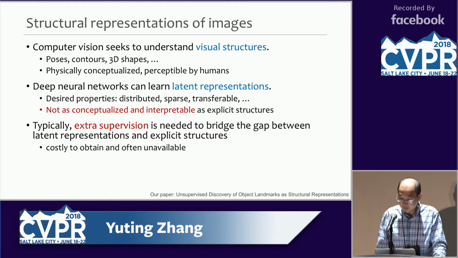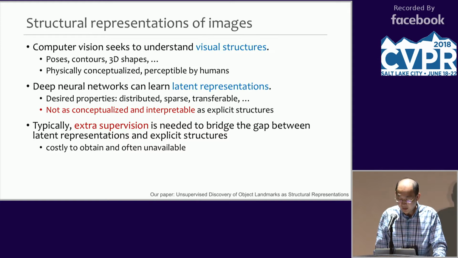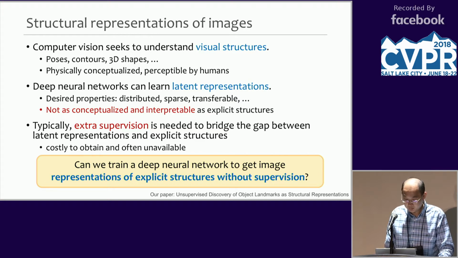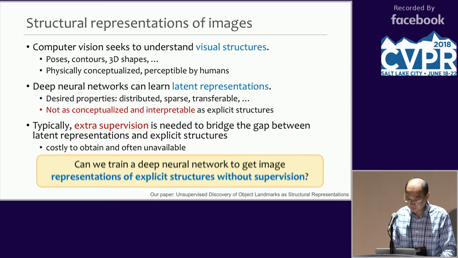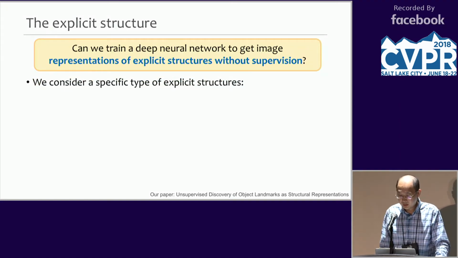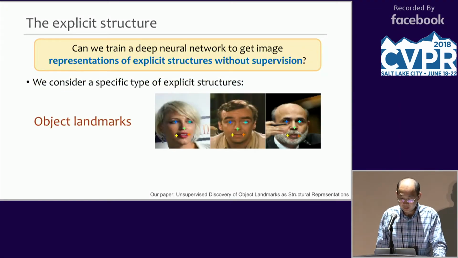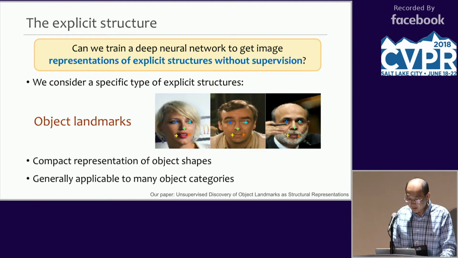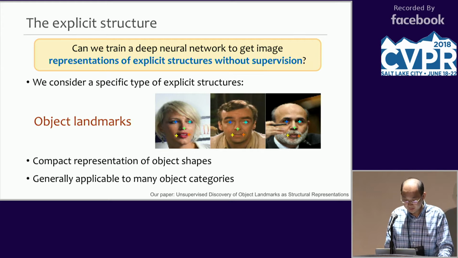To bridge the gap between the latent representation and the explicit structure, supervised learning methods require extra human annotations. They are often costly to obtain and unavailable for most object categories. Then it comes to the question, can we use deep neural networks to learn image representations of explicit structures? To study this problem, we consider a particular type of structure, the object landmarks. We define the landmarks as the salient points that are semantically consistent across objects in the same category. They can encode the shape and pose of an object compactly, and they can be applied to many object categories.